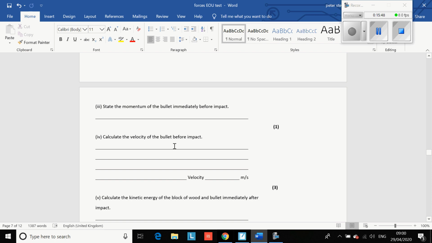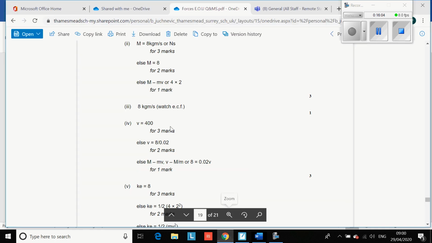Calculate the velocity of the bullet just before the impact. Right, so you've got to rearrange the equation here. We know its momentum is 8, and we know its mass was 20 grams, but we've also got to convert that into kilograms. So velocity was 400, that'd be your mark, but you do 8, that's the momentum, divided by 0.02 kilograms, which gives you 400. So the velocity of the bullet was 400 meters per second. And that's worth 3 marks.